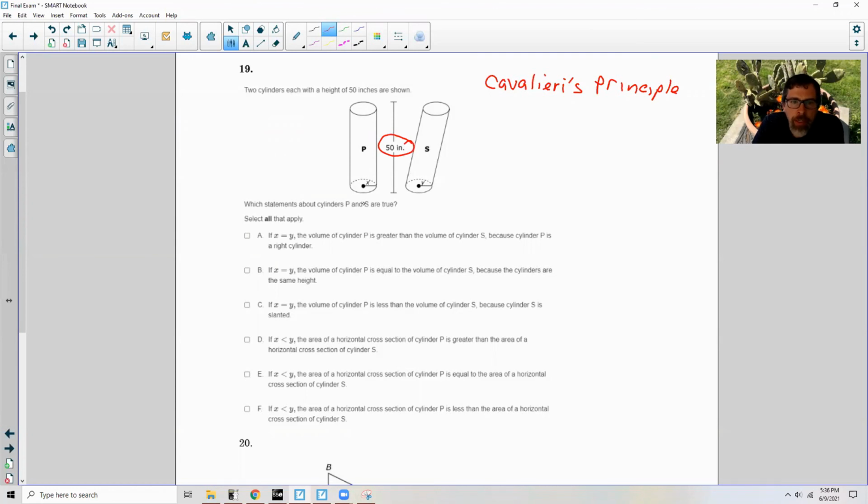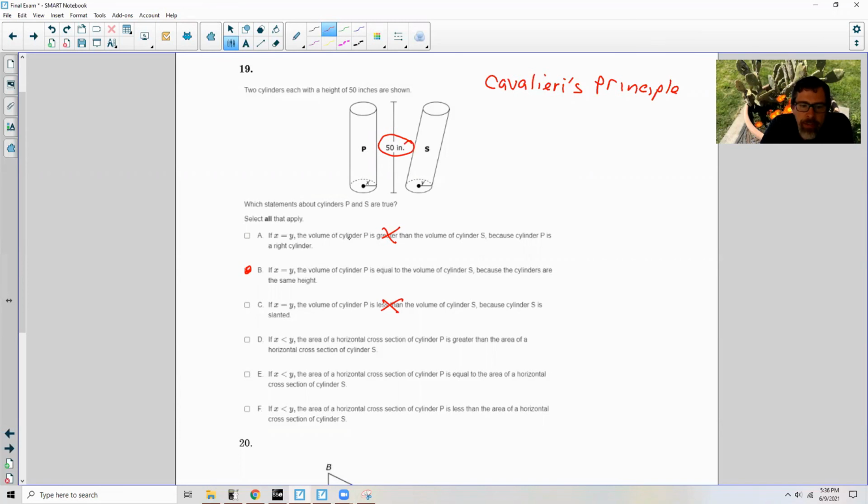If the radius of X equals the radius of Y, the volume of P is greater than? No. They have the same height. If their bases are the same, area is pi r squared. So if X and Y are equal, then their bases are the same, and the same times height will give us the same volume. If X equals Y, then the volume is equal because the cylinders are the same height. This says if X equals Y, the volume of the cylinders is less than? No, it's not.